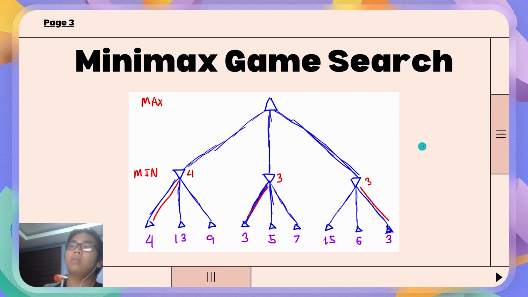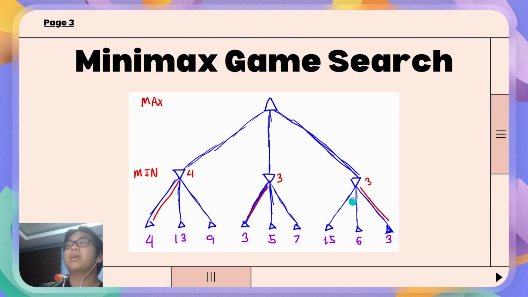Finally, here on player 1's turn, player 1 has the knowledge that player 2 will always pick the least possible cost. So knowing that player 2 will pick 4 here, will pick 3 here, and will pick 3 here, he now has to pick the greatest possible cost that he can get with that information.